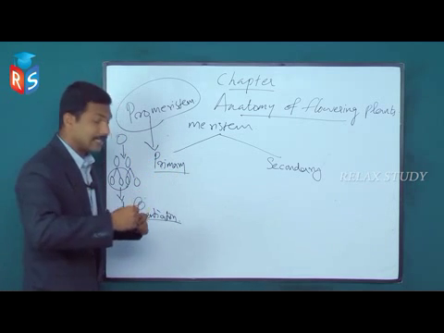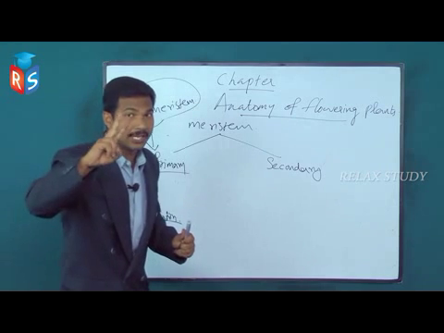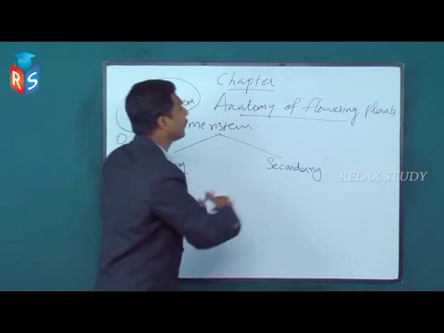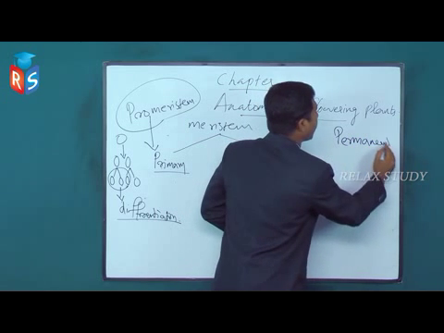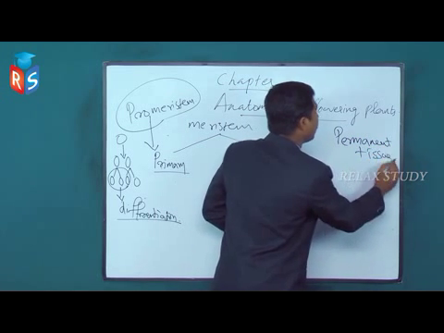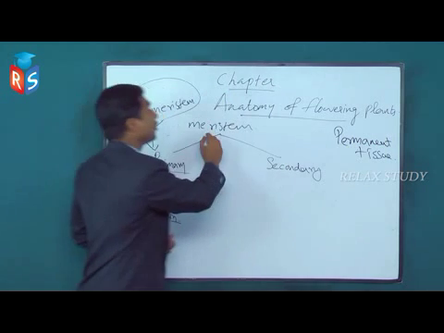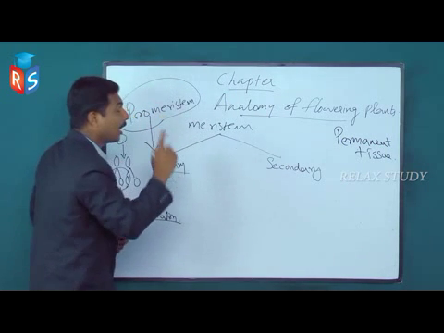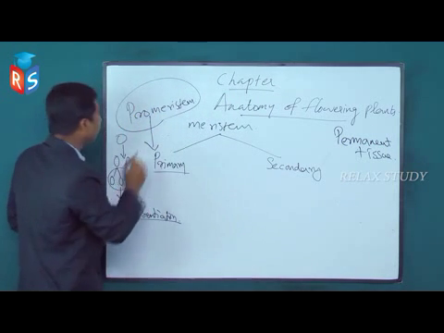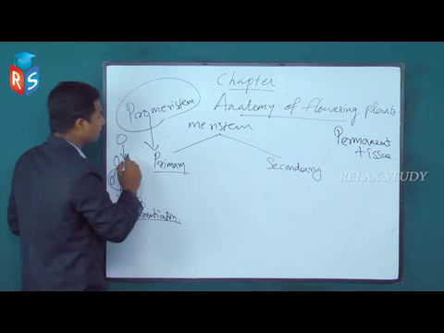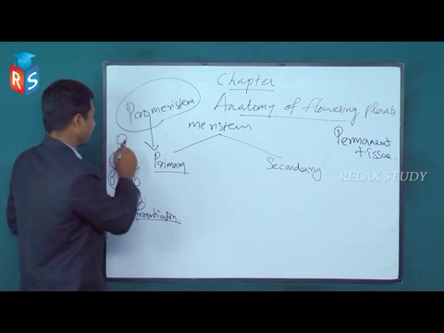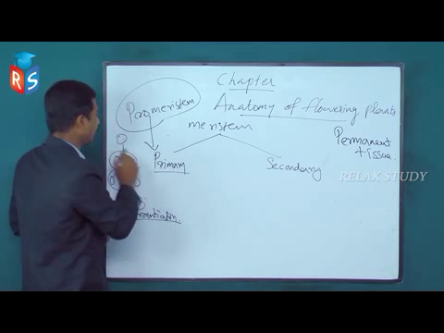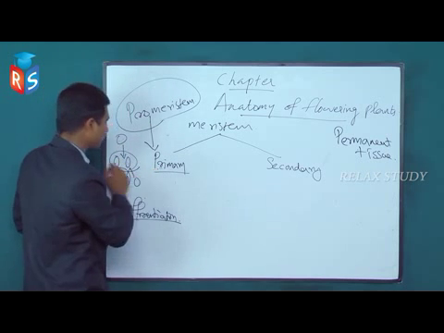Already we studied that tissues are divided into two categories: meristem tissue and permanent tissue. Permanent tissue is a product of meristem tissue. So how is that product formed here? You can see this promeristem divided to form primary meristem. You can imagine the first cell as promeristem. Then the next two cells you can imagine as primary meristem.